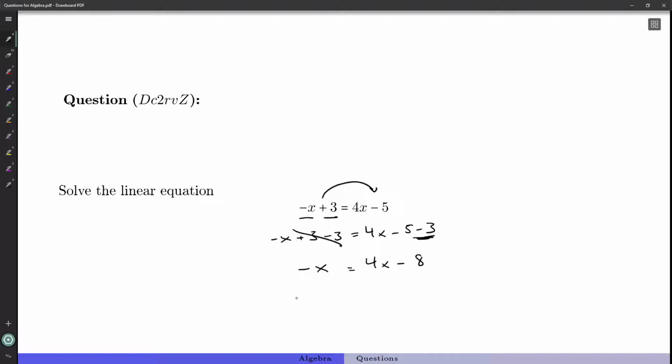How do we get rid of a minus x? How do we cancel that out? With a plus x. Minus x plus x cancels out to be 0. Okay, but we can't just add x on one side of an equation and expect it to stay the same, so we add x on both sides. Okay, so that'll cancel out to be 0. Now I've got 4 x's plus 1 more x. That's 5 x's. So 5x minus 8 here.